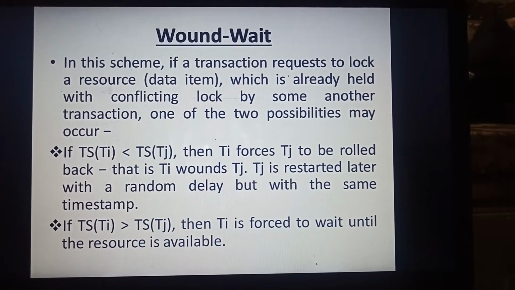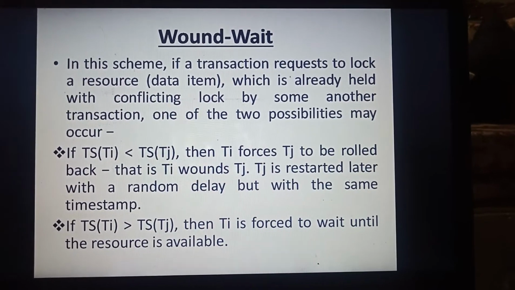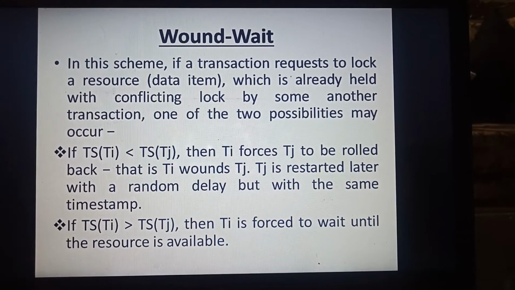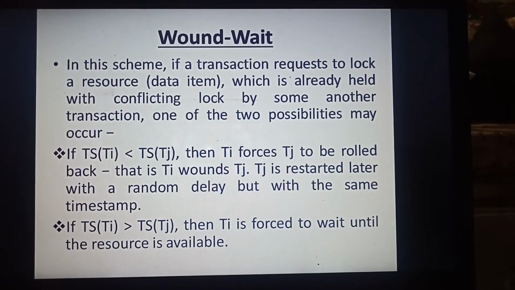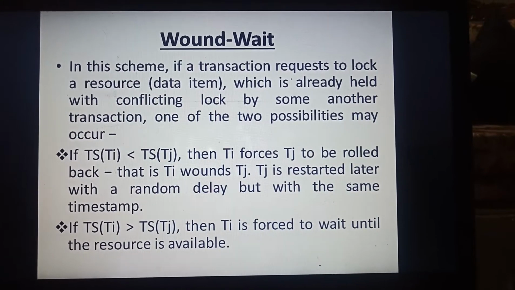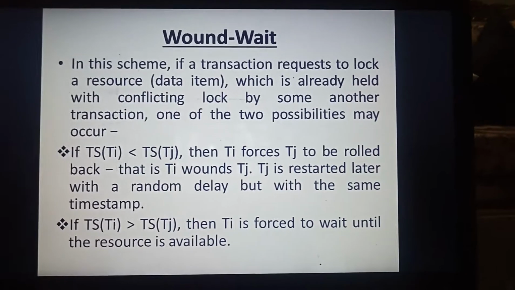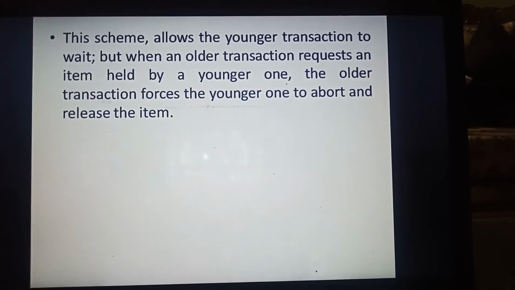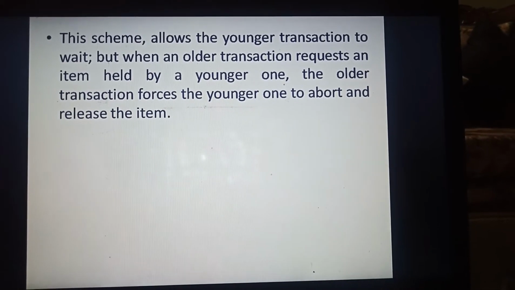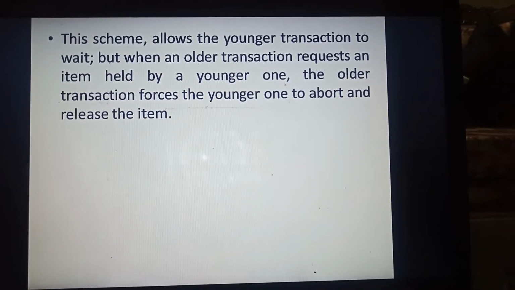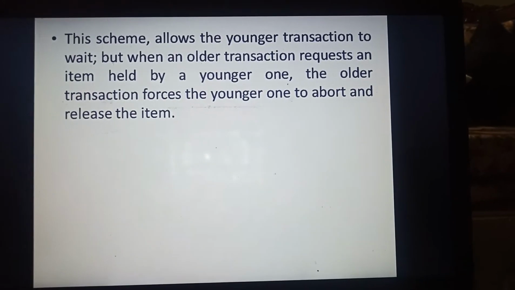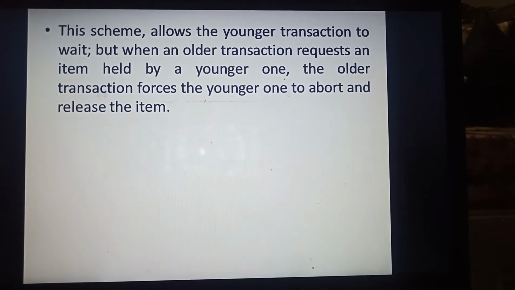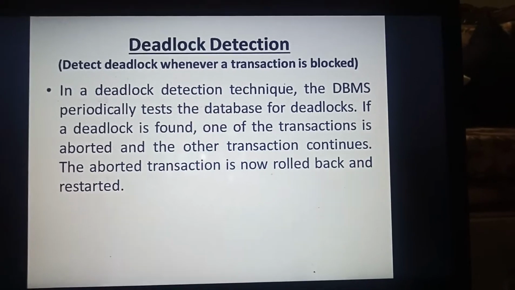And if timestamp of Ti is greater than Tj, then Ti is forced to wait, meaning the younger transaction, Ti will be younger in this case. So the younger transaction is forced to wait until the resource is available. So this scheme allows the younger transaction to wait, but when an older transaction requests an item held by a younger one, the older transaction forces the younger one to abort and release the item.